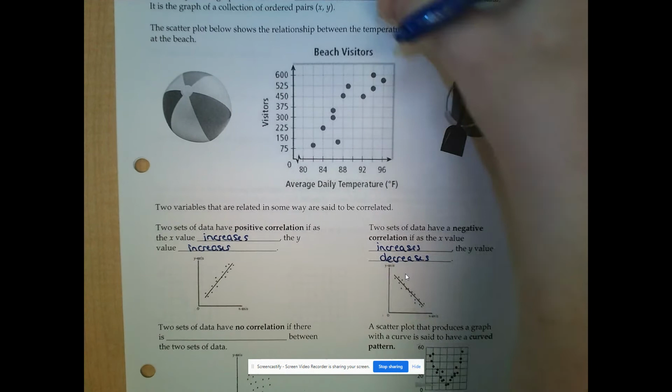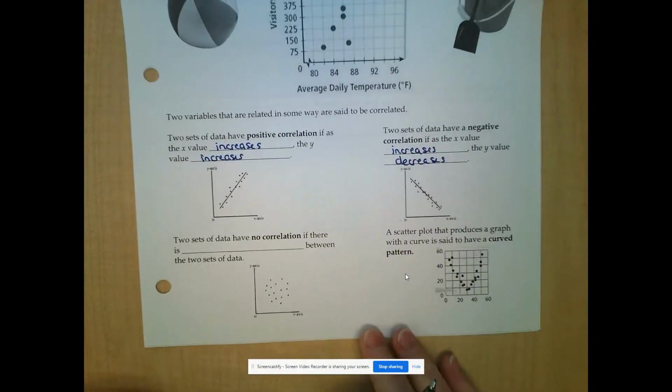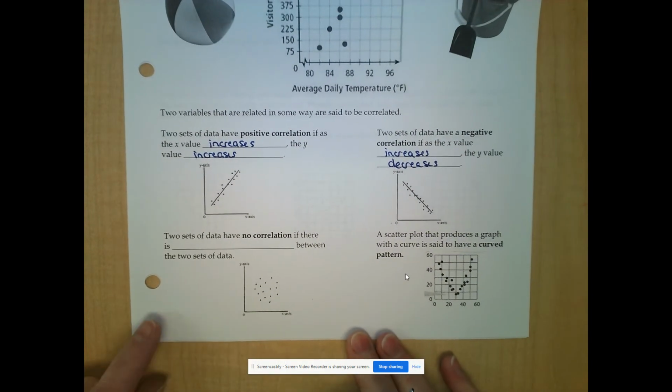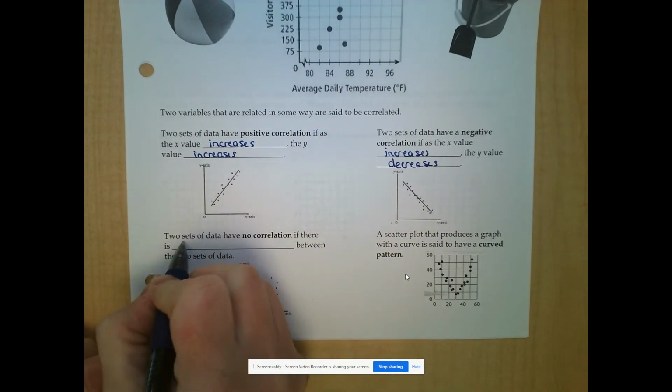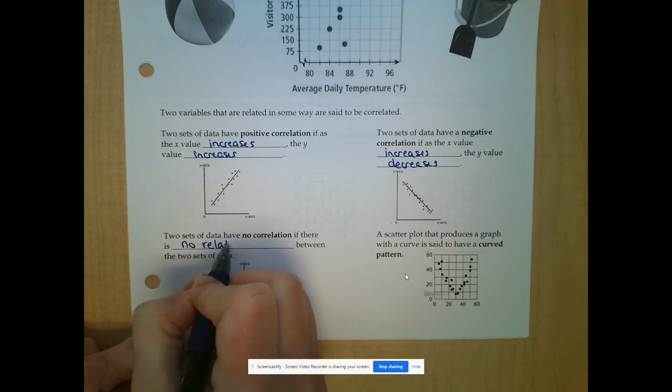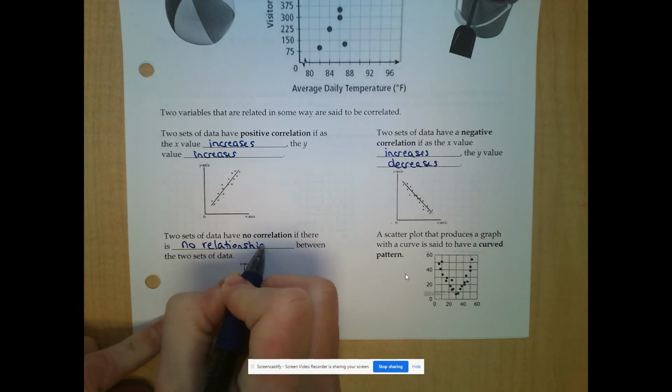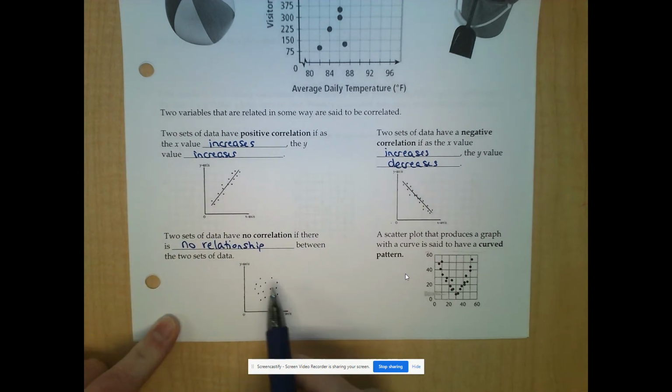Then we've got another option at the bottom. Two sets of data have no correlation if there is no relationship between the two sets of data. So it's just totally scattered. There's no pattern to it at all. That might be something like number of times you chewed a piece of gum compared to the number of pairs of shoes you own. They have nothing to do with each other.